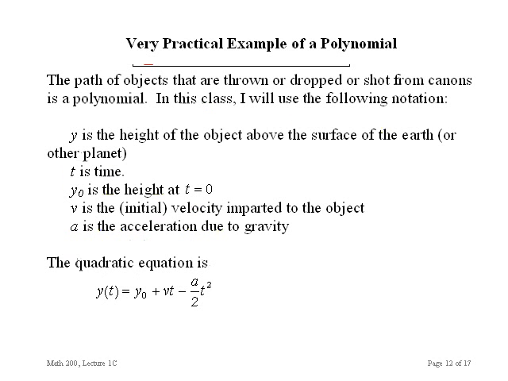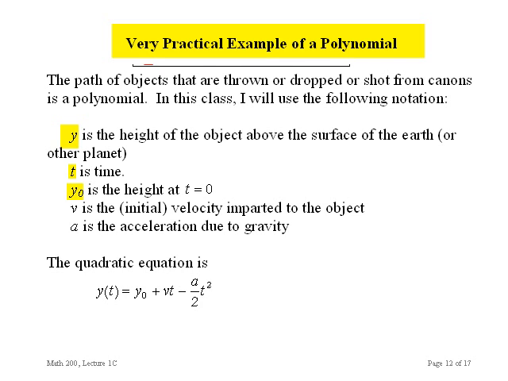Here's a very practical example of a polynomial. This will occur often. I'm looking for the time variation of the height of an object that is either thrown or dropped, or for example maybe shot from a cannon, and the path in the simplest way to look at it is a polynomial. I like to use the following notation. I like y to be the height of the object above the surface of the earth, or whatever planet you're on. t, of course, is time.